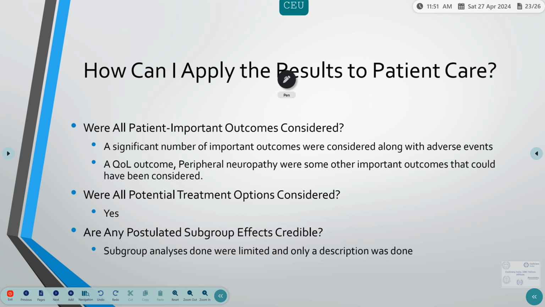So going into the last set of questions: how can I apply the results to patient care? Were all patient-important outcomes considered? If you remember the results, they have looked at a lot of outcomes: major cardiovascular events, heart failure, stroke, renal failure, and adverse events also, which is good. From a personal point of view, I would prefer to have quality of life outcomes also, and probably peripheral neuropathy, which is one of the common things our patients come with, which could have been considered.